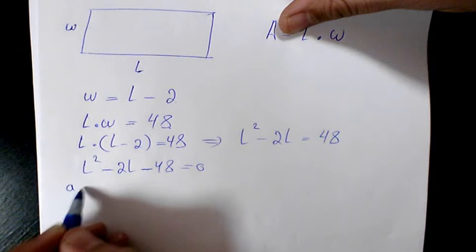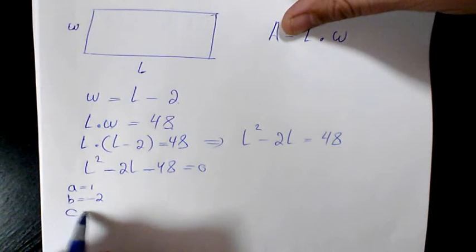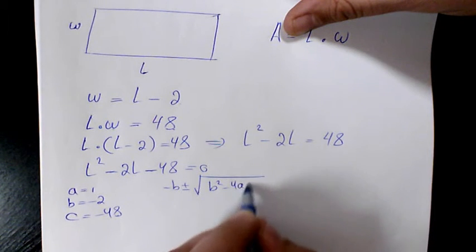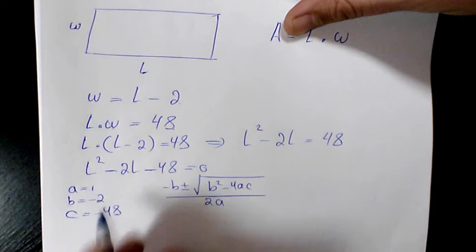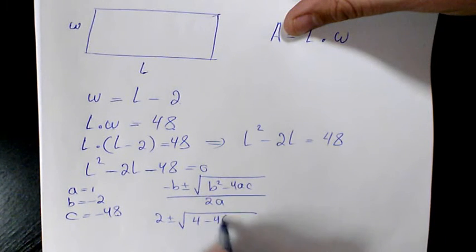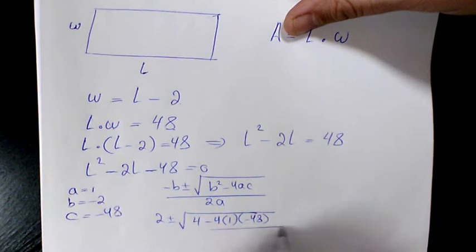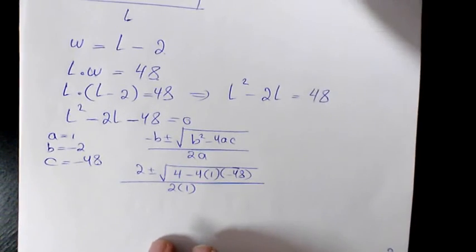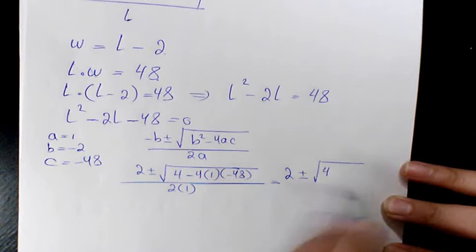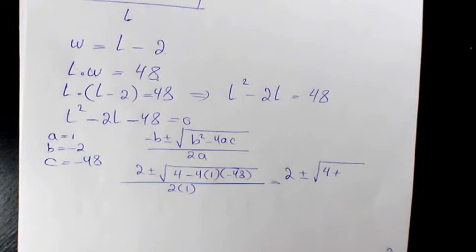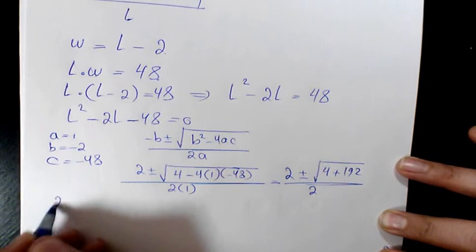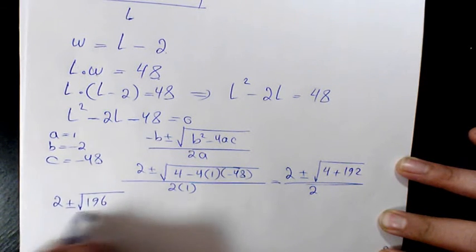In the quadratic formula, a is 1, b is negative 2, c is negative 48. So negative b plus minus square root of b squared minus 4ac, divided by 2a, is going to be: negative b is positive 2 plus minus the square root of negative 2 squared, which is 4, minus 4 times 1 times negative 48, divided by 2 times 1. Now let's simplify that. That's going to be 4. Negative times negative is positive. 4 times 1 times 48 is 192, divided by 2 times 1, which is 2. So it's 2 plus minus square root of 196 over 2.